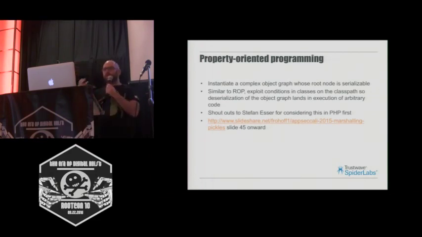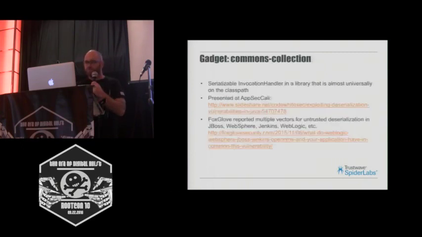And they found that there were so many different combinations of objects that could do this that they could find one for pretty much any vulnerable server. And so they called these chains, these graphs of serialized objects, gadgets.